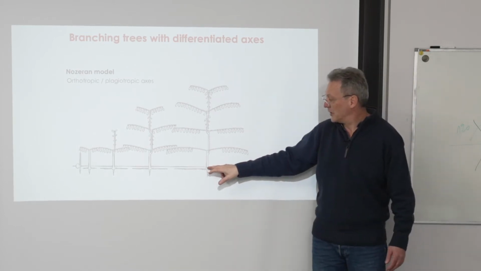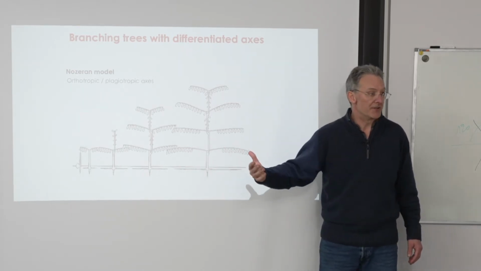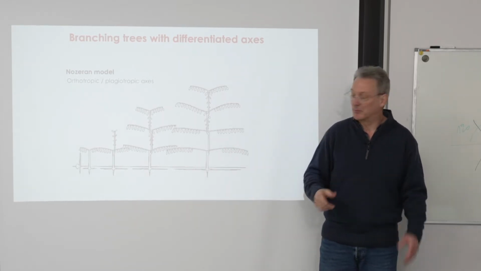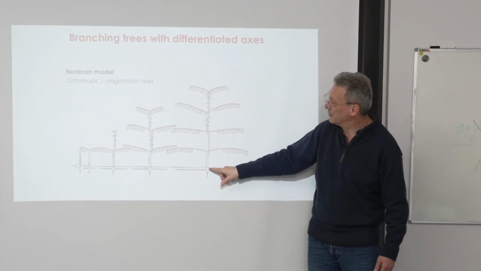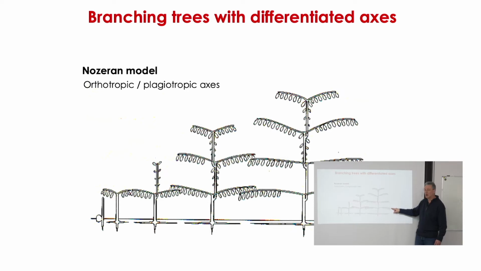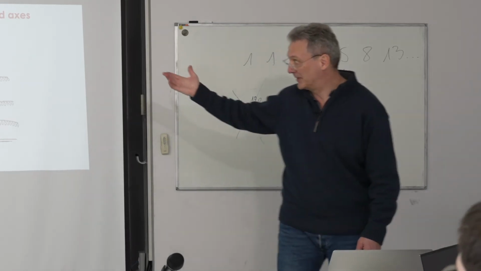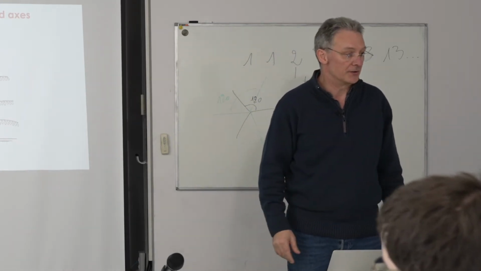But you may take different types of characteristics in order to make the difference between these models. For instance, here, you pay attention whether the axes are straight up or horizontal. And because they are straight up and horizontal, it gives a certain type of growth of the plant, and that has been captured in what is called the Nozeran model.